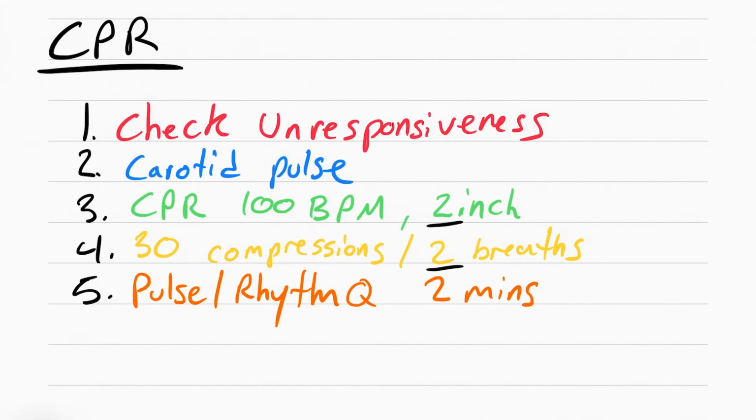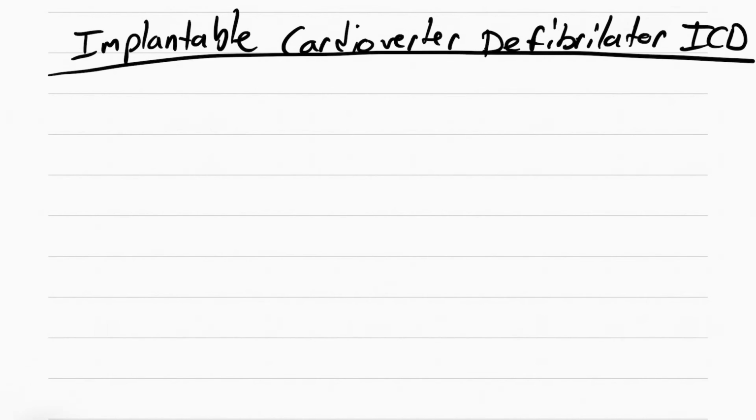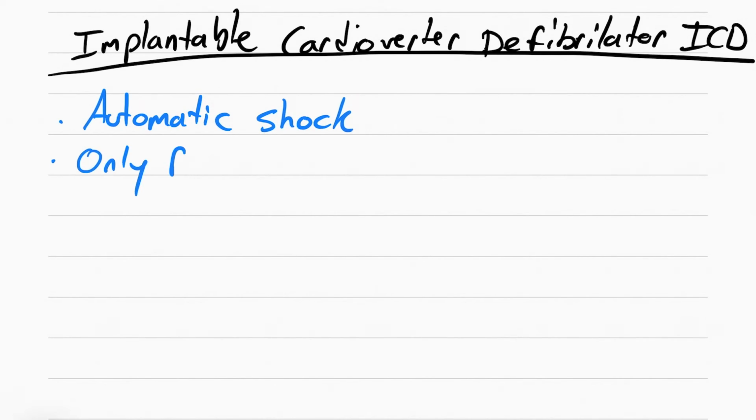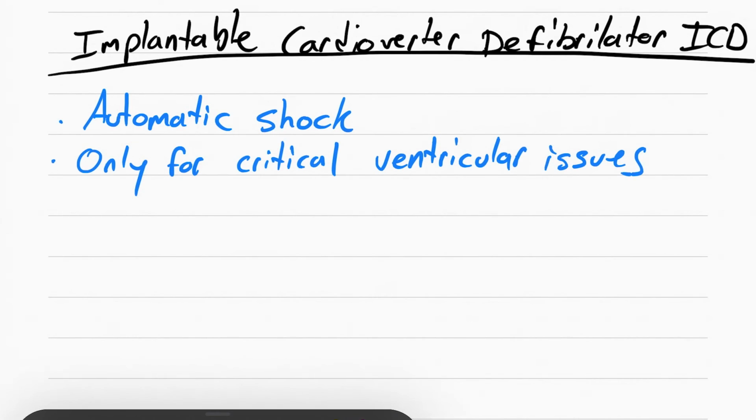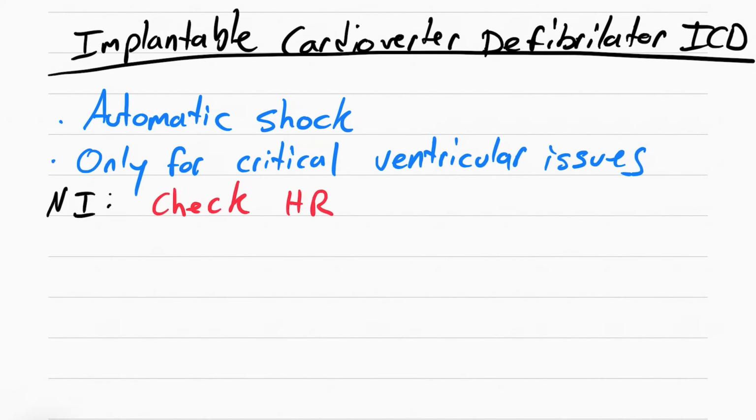The next thing I want to talk about is something called an implanted cardioverter defibrillator, or ICD. This is a surgically placed device that automatically shocks the patient whenever they have deadly dysrhythmias. This is only for critical patients that have ventricular issues. Your job is to know when the heart rate cutoff is, meaning when is it going to shock, and how many shocks it's going to give.